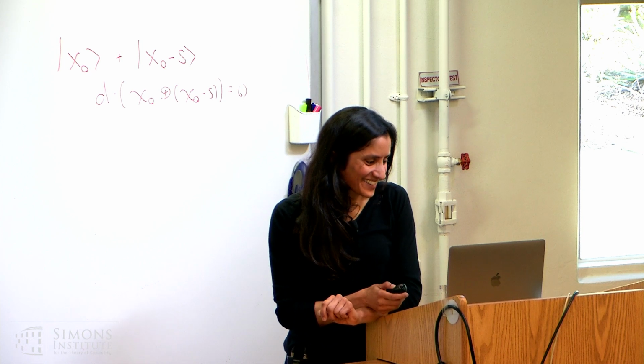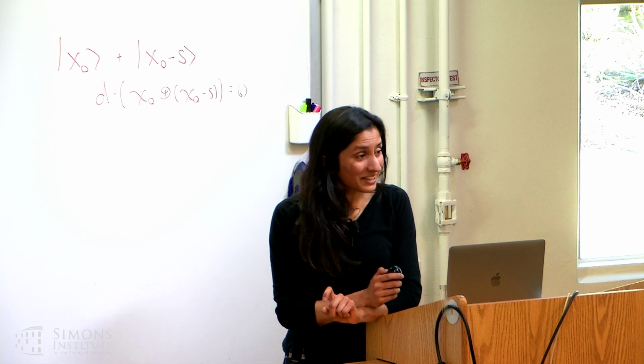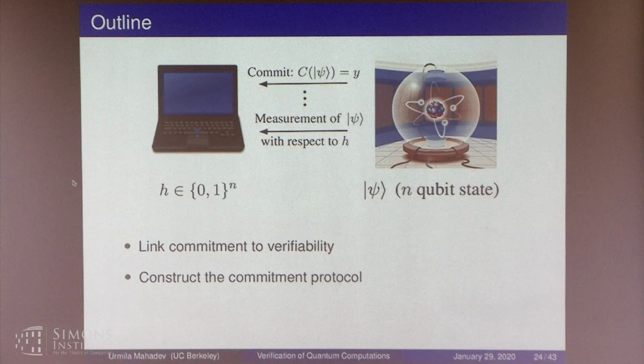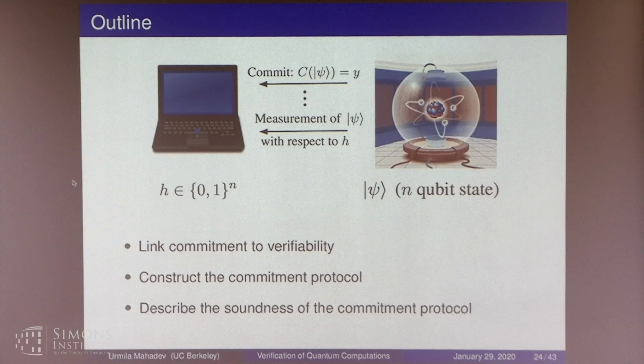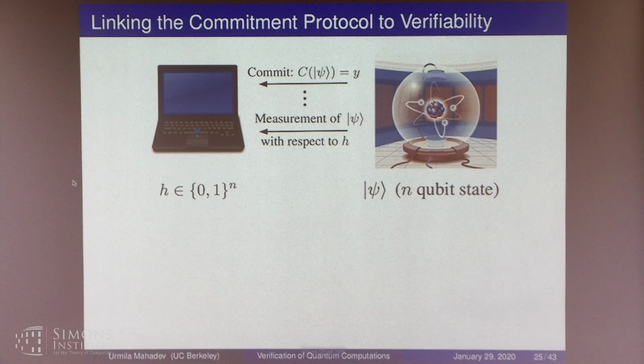Okay. So I'll link commitment to verifiability, and then I'll construct the commitment protocol. And then the final step will be to describe why the commitment protocol is secure, so why it satisfies this non-adaptivity guarantee on the part of the prover. To link to verification, I'll try to highlight it in two steps, and then I'll go into the details of these two steps.